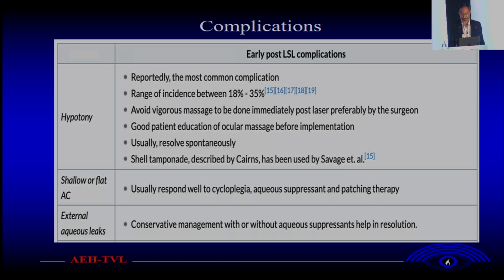A flat chamber usually responds to cycloplegics, aqueous suppression, and patching therapy, especially for angle closure glaucoma. We always take atropine with us whenever we do a suture lysis for angle closure glaucoma. After suture lysis, we put one drop of steroids and also put atropine immediately following suture lysis, especially for angle closure glaucoma. Conservative management, with or without aqueous suppression, can also be used, especially for an external bleb leak.